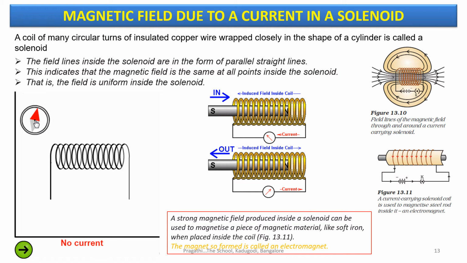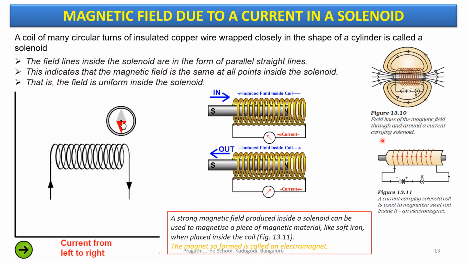Magnetic field due to a current in a solenoid. What is a solenoid? Solenoid is an electrical device. One minute, I'll take a pointer so that it's easy for you. A coil of many circular turns of insulated copper wire wrapped closely in the shape of a cylinder is called a solenoid. Very simple. See, this coil is in the form of a cylinder, this is also a cylinder, this is also a cylinder. If the coil is wound in the form of a cylinder, it is called a solenoid.